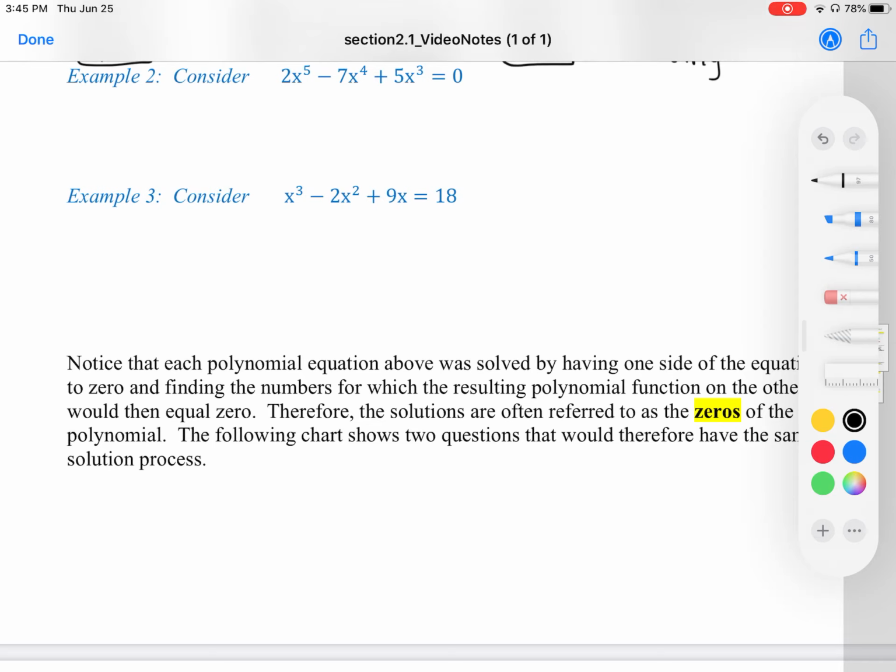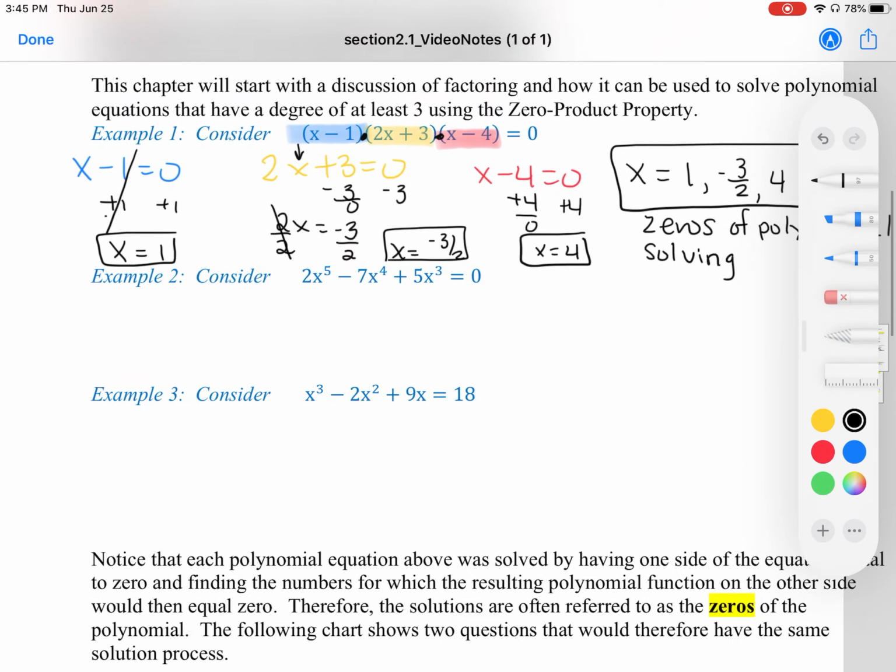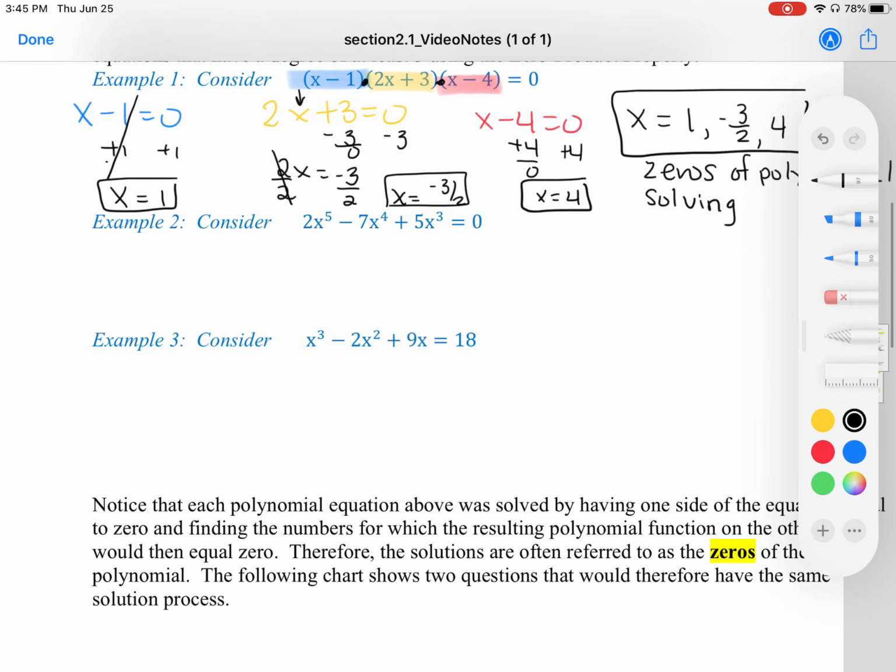Consider 2x to the 5th power minus 7x to the 4th power plus 5x cubed. All right, it's not as easy as the example below because it doesn't have our factors as linear factors. So we have to do the factoring by ourselves.